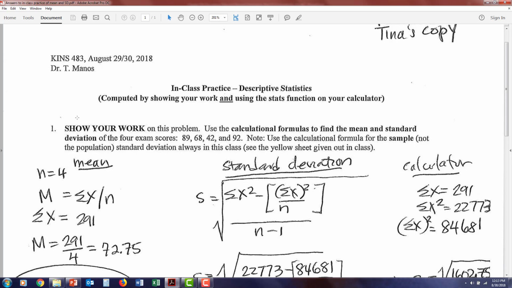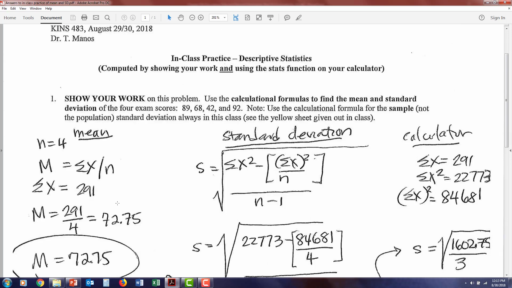When you're asked on an exam or your homework to show the work, and you're asked to calculate a mean, I'd like to see this formula that shows that you sum the scores and you divide by n. And in this case, you've got 4 scores. That's your n. You sum those together and you get 291. 291 divided by 4. Your calculator should check this for you, and the mean of these 4 scores should turn out to be 72.75.